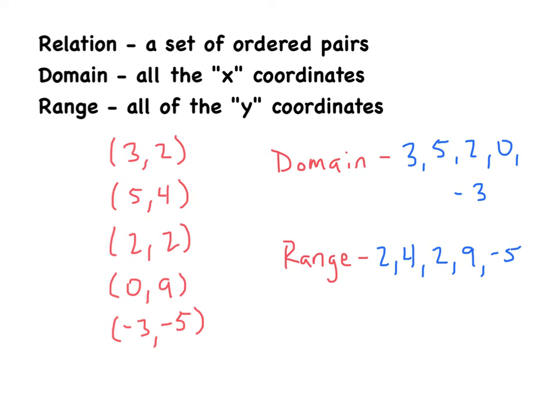It doesn't matter if the numbers are repeating. They are still part of the range, so it looks like we have 2 number 2s in the range. So the range is just all the numbers in the y-coordinates. The domain is all the numbers in the x-coordinates. The relation is a set of all the ordered pairs, so just put all the ordered pairs together.